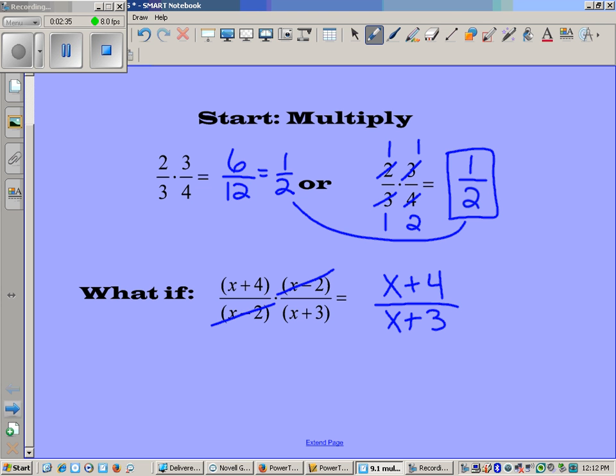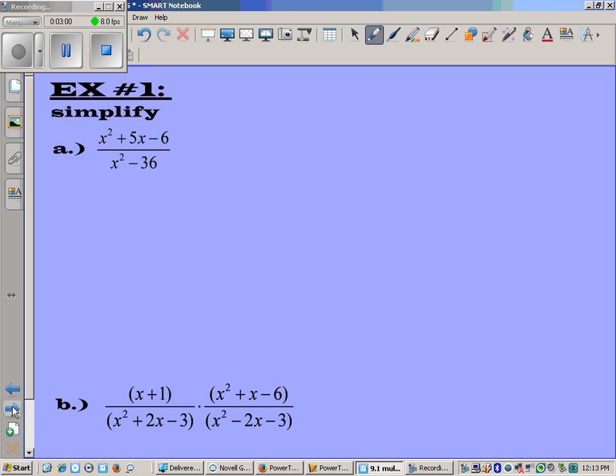Now I cannot reduce the x from the top and the x from the bottom because it's connected here with a plus or minus sign. So this x plus 4 is connected to each other and cannot reduce with an x plus 3 because they're not exactly the same. If they're not exactly the same, the whole group, then I just have to leave it. So then my final answer would just be x plus 4 over x plus 3. Okay? That's kind of what we're going to do today. Let's look at the first example.